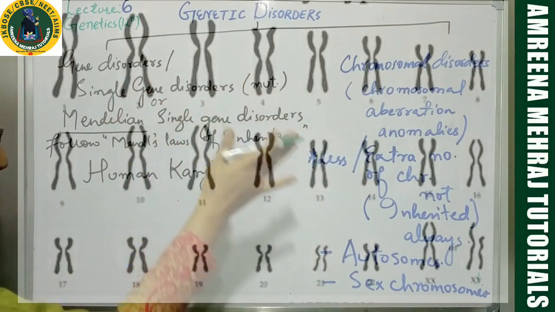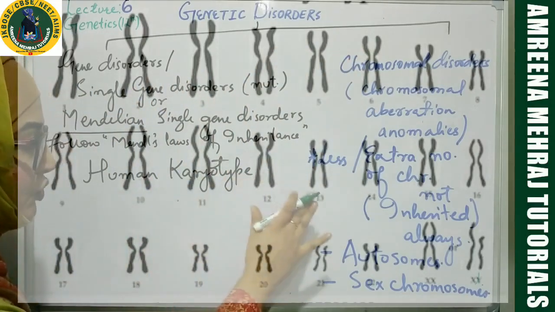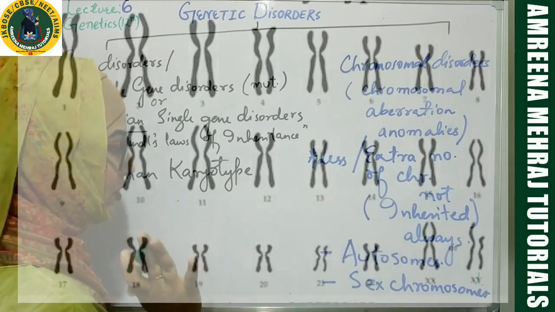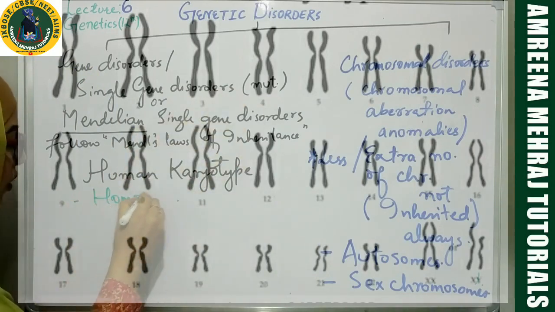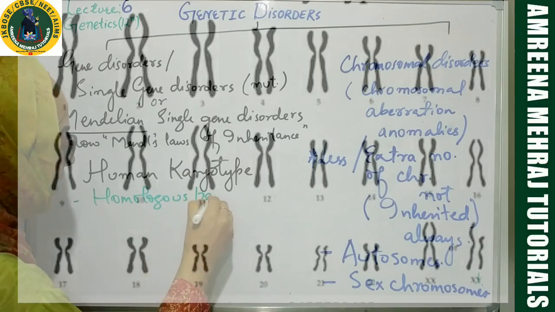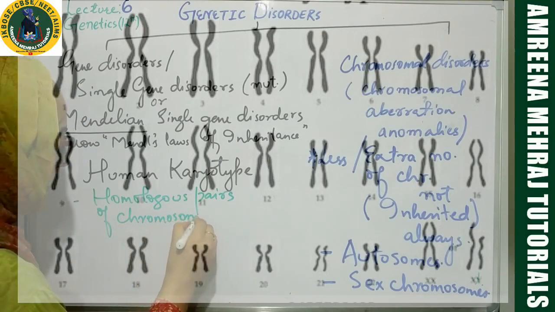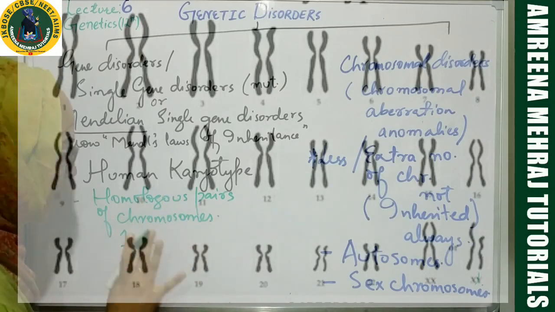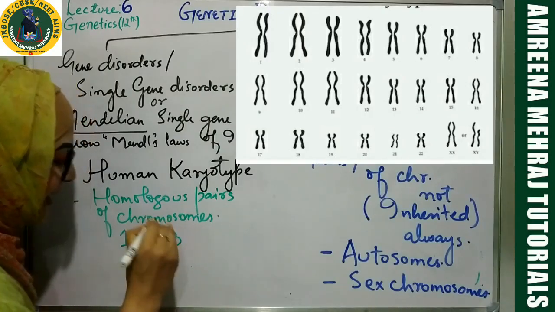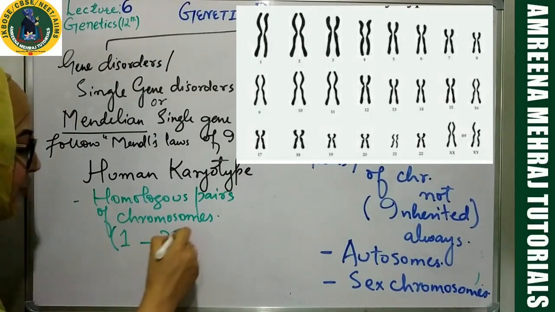So this image will disappear shortly. You have chromosome number 1, 2, 3, 4, 5, 6, 7, 8 up to 22. And then you have the last chromosome pair, which is XX or XY. Now all these chromosome pairs are called homologous pairs of chromosomes, from chromosome number 1 to chromosome number 23. For the time being, let us take only the first 22 pairs.